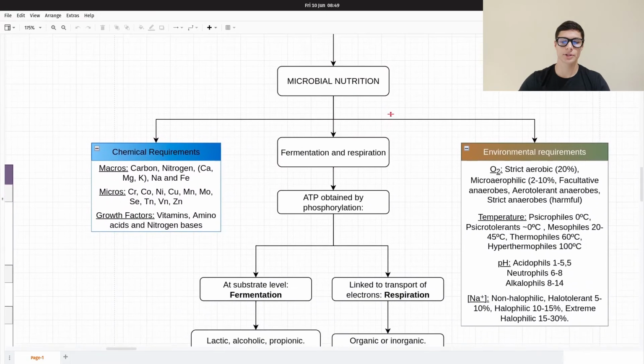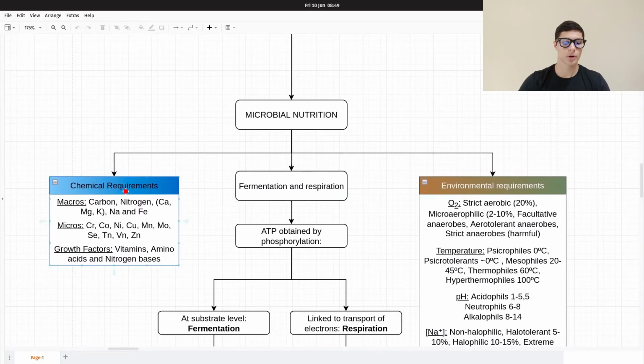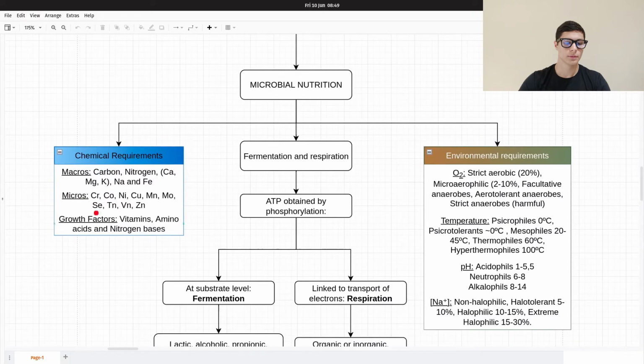Then we have the microbial nutrition. Well, the chemical requirements they need, as we do, macros and micros, and they also have the growth factors. Macros of the bacteria: carbon, nitrogen, and then calcium, magnesium, potassium, sodium, and iron. To remember this very easily, just remember that these are all electrolytes: the sodium, the potassium, and even the calcium and the magnesium can function as electrolytes. And then we got the iron.